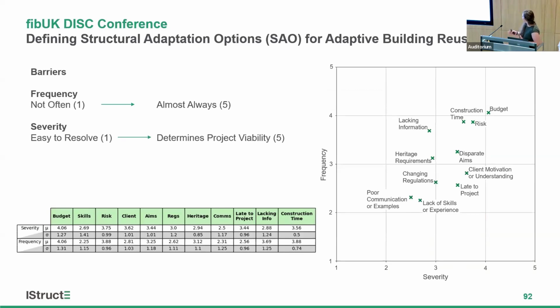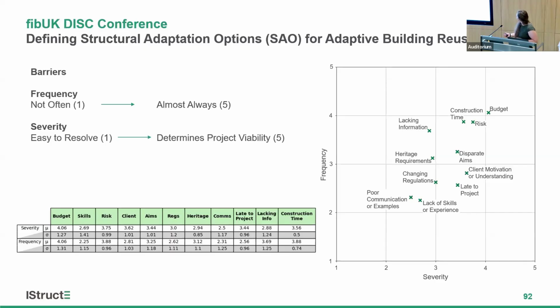Okay, on to some of our results. The first thing that I asked participants about was generalized barriers to adaptive building reuse, and they had to rate how often a barrier came up in the adaptive building reuse projects they had worked on, and also how severe that was, from 1 to 5.